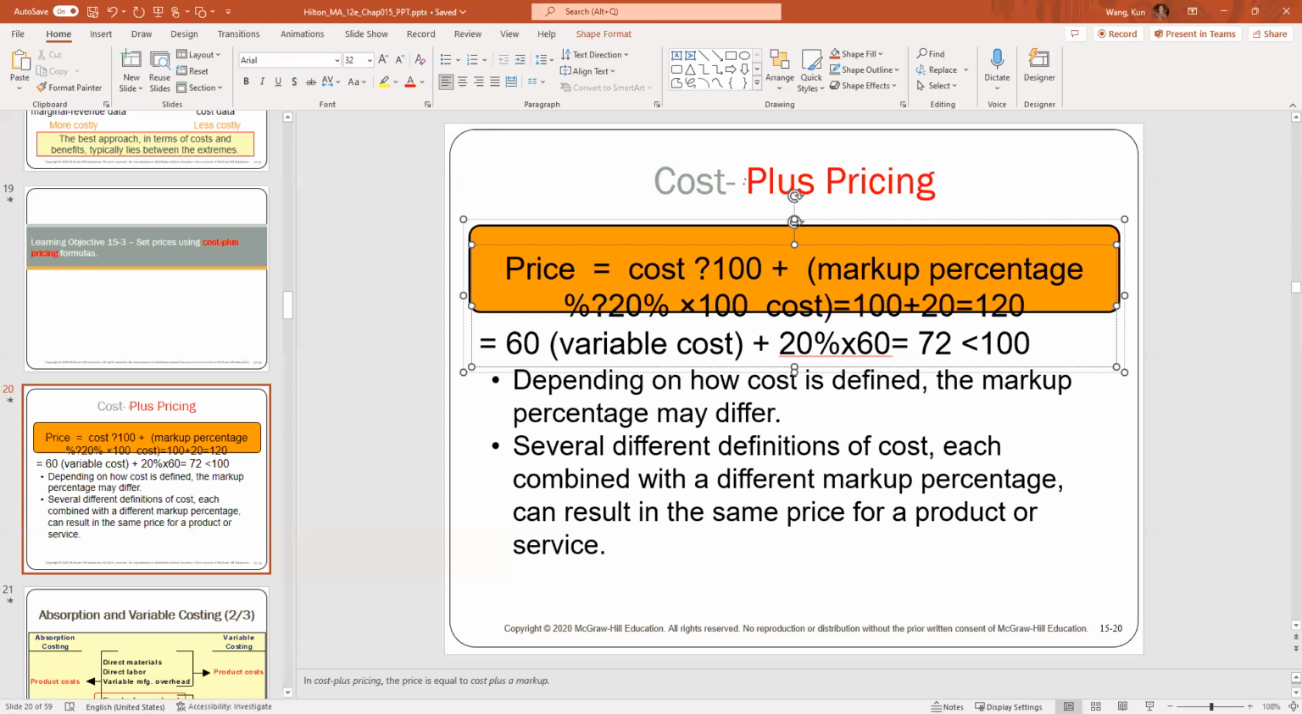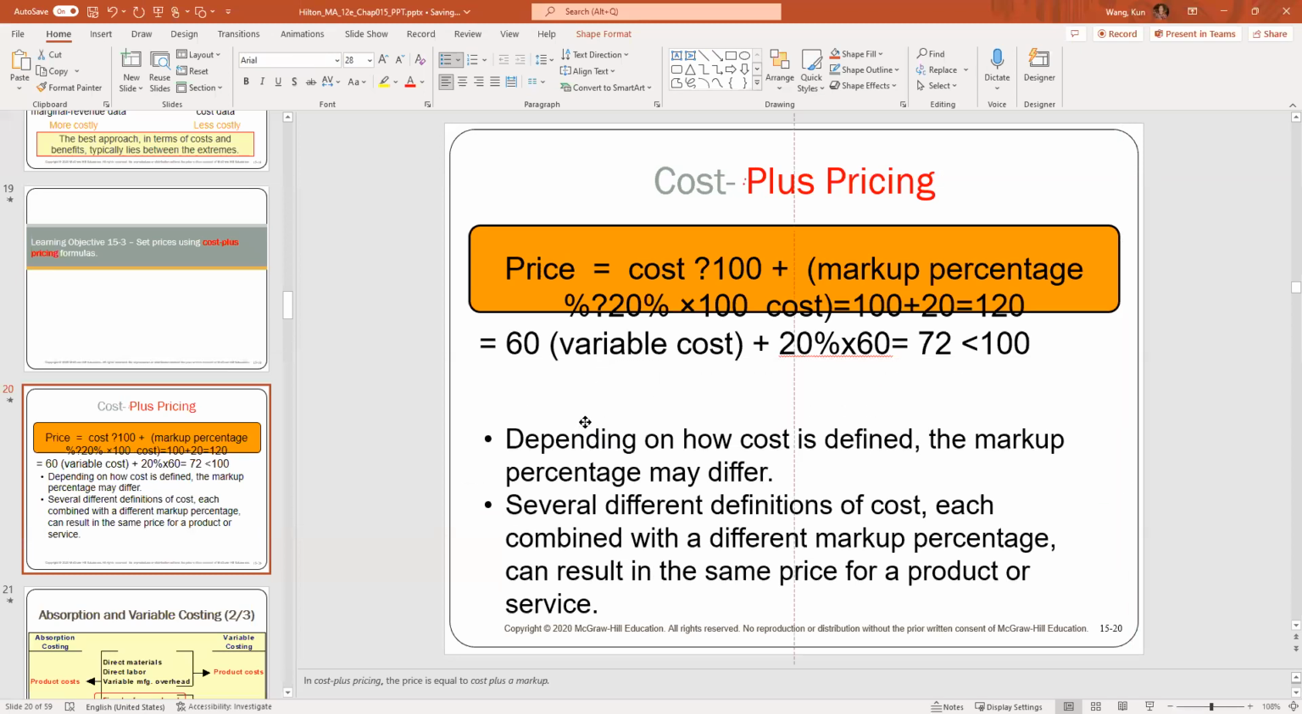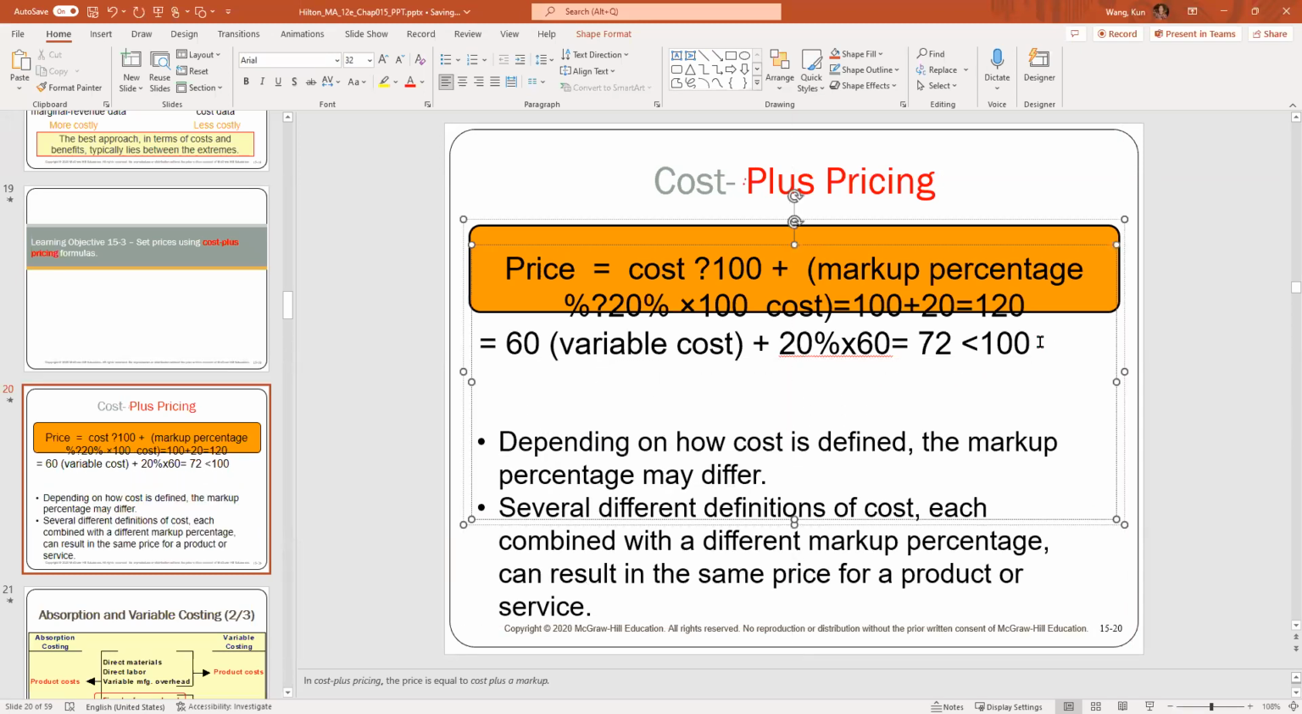I'm telling you, depending on the cost definition, the markup percentage you need to adjust, depending on the cost layers. Now let's continue to use this. When I use this 60 as my cost layer, while adding the markup, I will really ask for a much higher one. For example, I'm guessing 40.